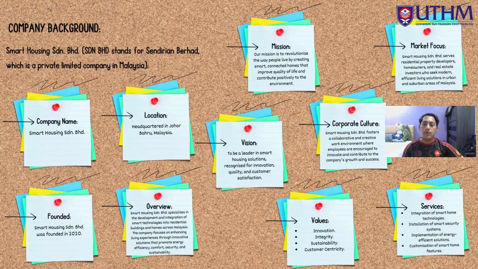Our company name is Smart Housing Sdn Bhd, headquartered in Johor Bahru, Malaysia. Smart Housing Sdn Bhd was founded in 2020. Overview. Smart Housing Sdn Bhd specialized in the development and integration of smart technologies into residential buildings and homes across Malaysia. The company focused on enhancing living experience through innovative solutions that promote energy efficiency, comfort, security, and sustainability.